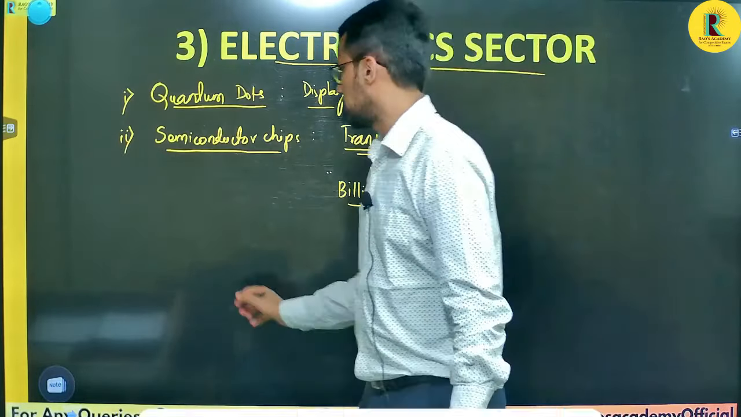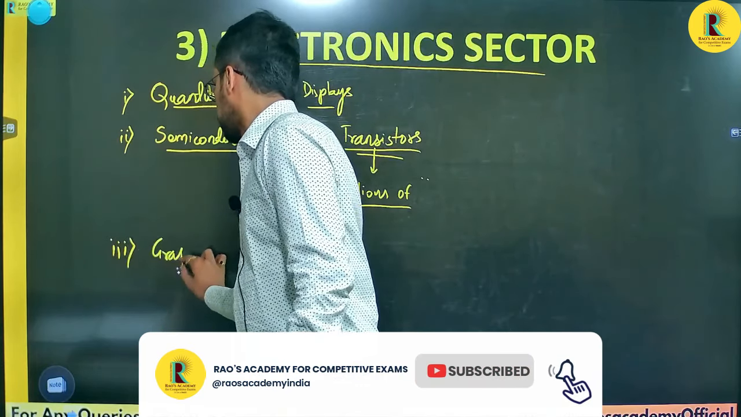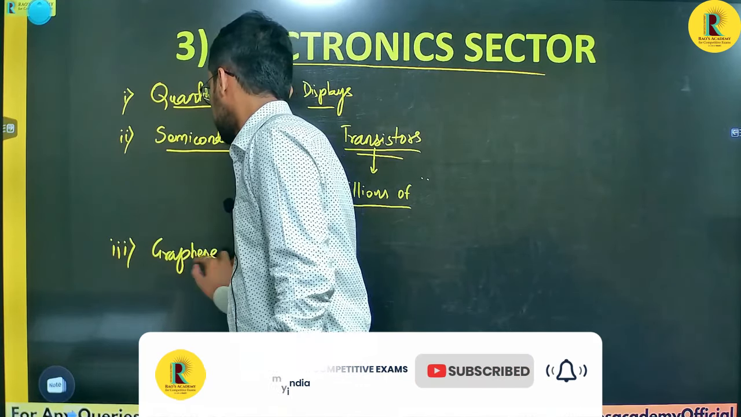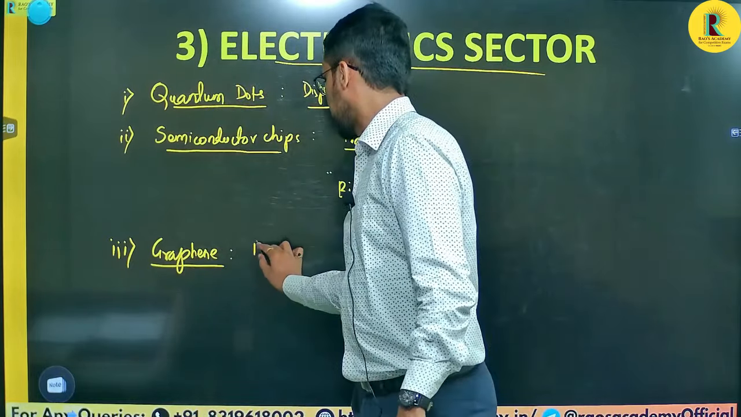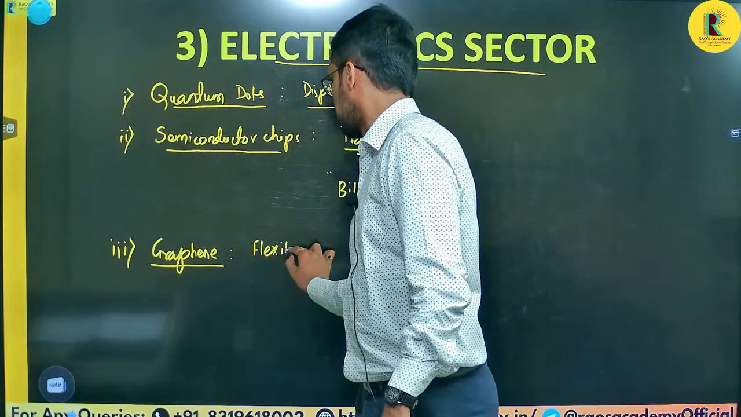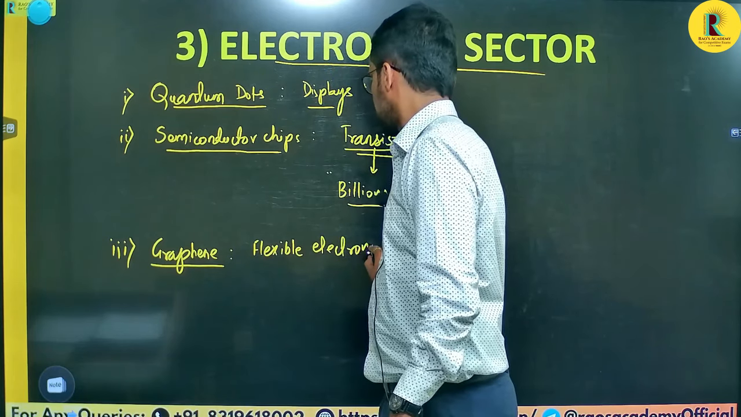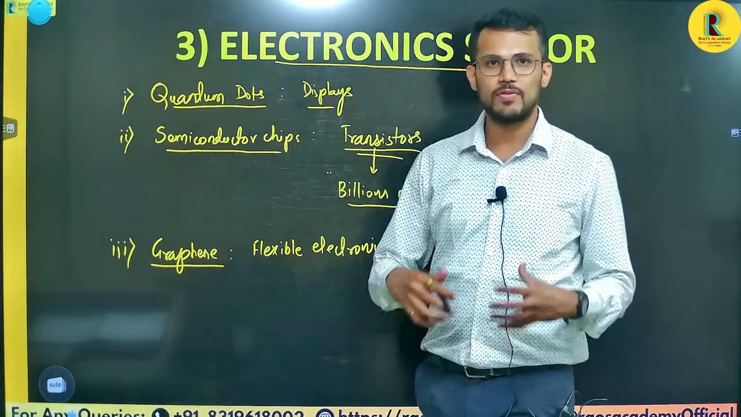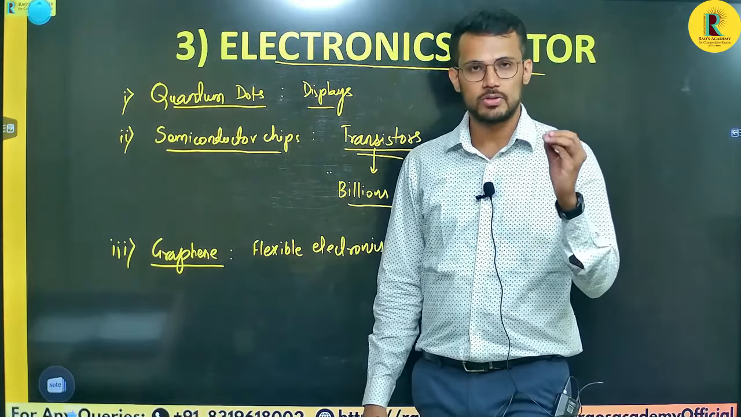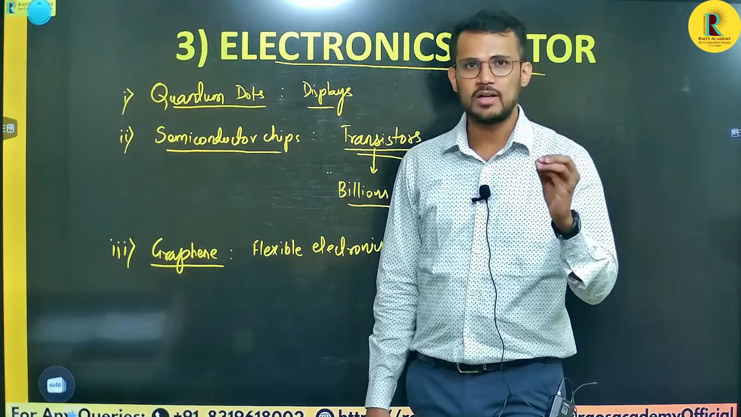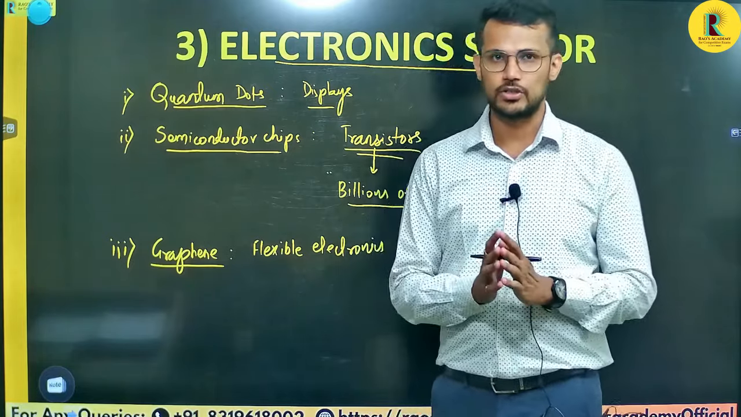And one more application is the use of graphene. Use of graphene where? In flexible electronics. So in flexible electronics we use graphene nanosheets, because these graphene nanosheets have very high electrical conductivity and they are also flexible in nature.